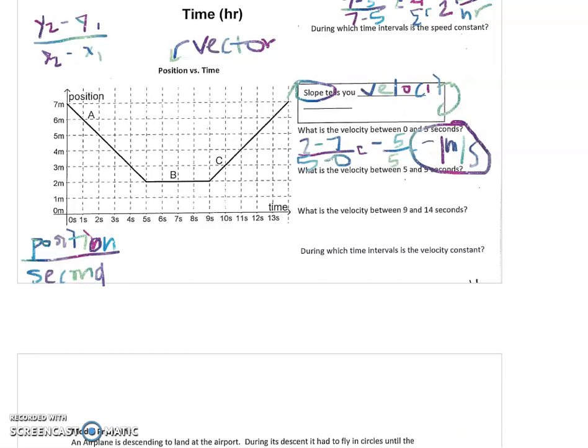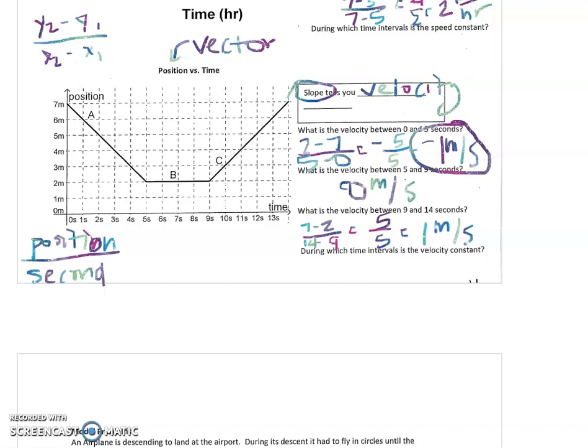So velocity between 5 seconds and 9 seconds, it is not moving. That is important to notice. It's staying in the same position of 2 meters. So it is at 0 meters per second. And now your object has changed direction and it started moving back, I guess you could say in the forward direction towards 7 meters. So you do 7 minus 2, and the time here is 14 minus 9. So you get 5 over 5 and 1 meter per second. The positive there tells us that it is moving in the forward direction at 1 meter per second.